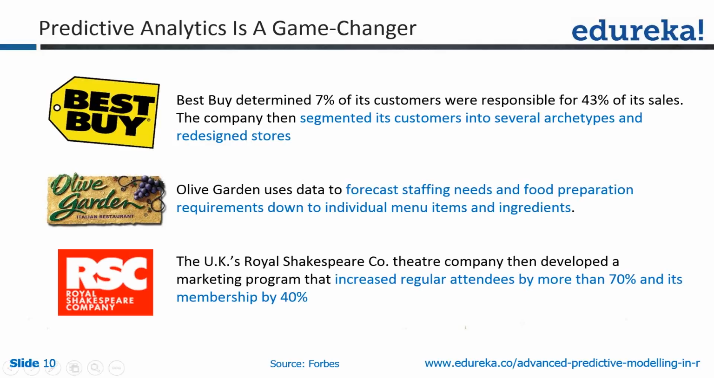And you have various examples. We have Best Buy, Olive Garden, RBC, right? All these companies have used predictive modeling in one way or the other to actually become more profitable. So Best Buy determined 7% of its customers were responsible for 33% of its sales. So what? So you have to do segmentation, you have to do clustering. Clustering is a different statistical technique. I would not say statistical, it's a different data mining technique basically.